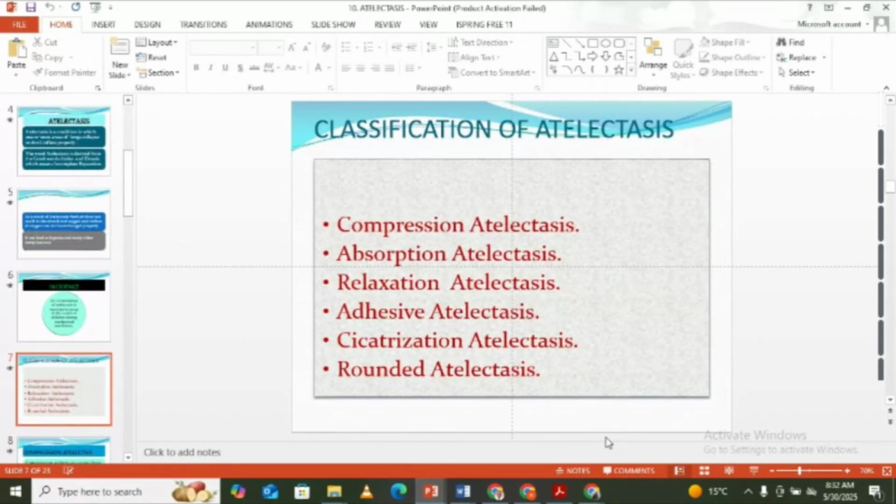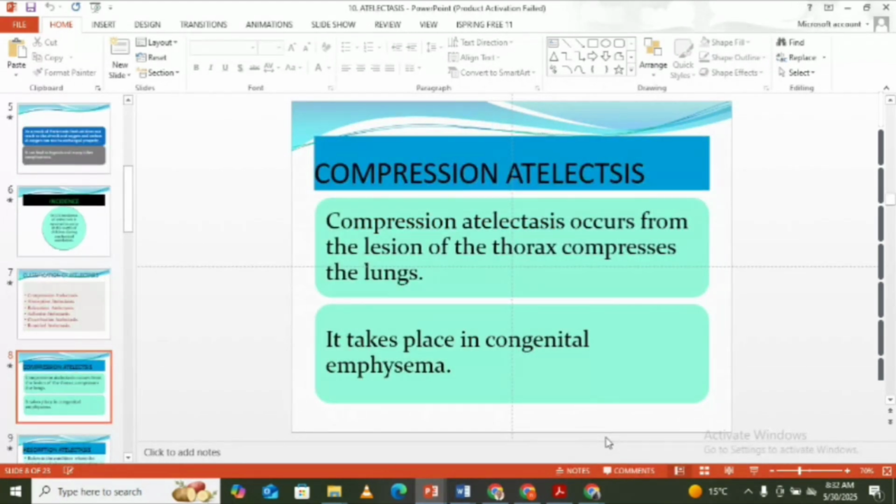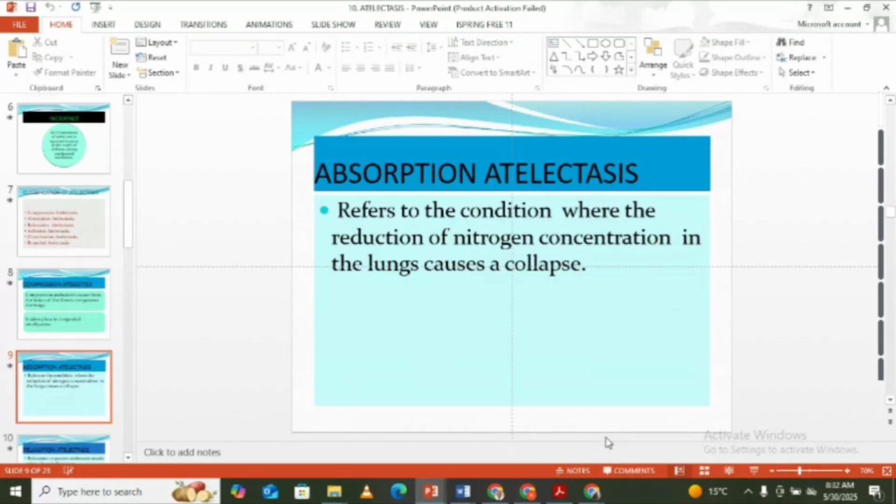We have various types of atelectasis: compression atelectasis, absorption, relaxation, rounded atelectasis. All these are various classifications of atelectasis. Compression occurs from a lesion of the thorax compressing the lungs. Mostly happens in congenital emphysema. We talked about emphysema the other day.